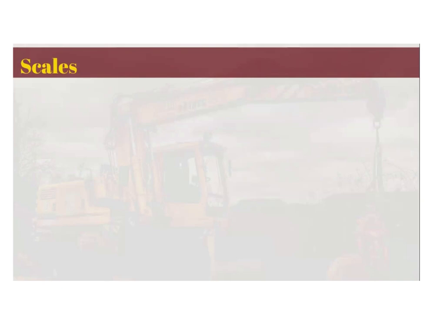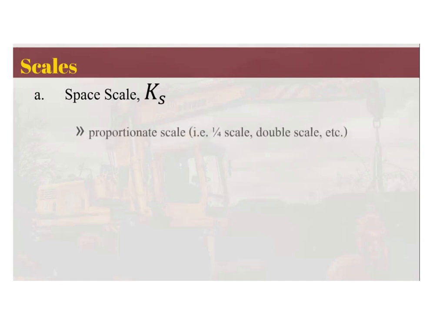Also, it is important for you to be able to know different scaling. This will help you make your graphical method possible. So there are 3 different scales. The first one is the space scale, noted by the symbol Ks.